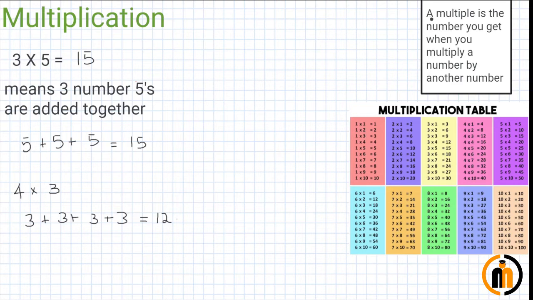Next we have something called a multiple. A multiple is the number you get when you multiply a number by another number. In this example we have 3 multiplied by 5 and we get 15. The number 15 here is a multiple. Over here, the number 12, 4 times 3 is 12, is also a multiple.